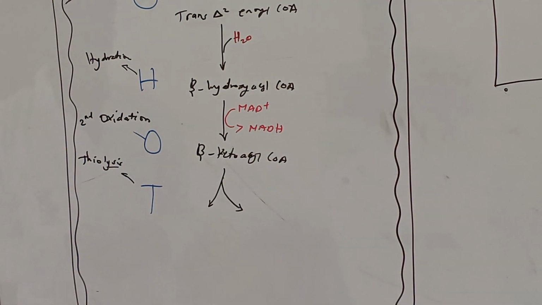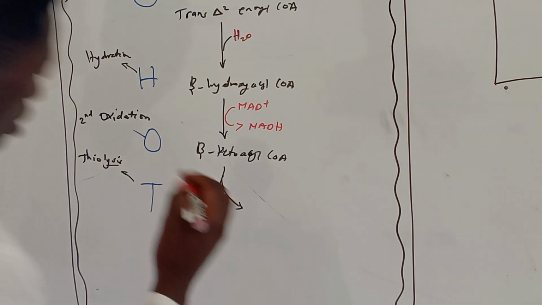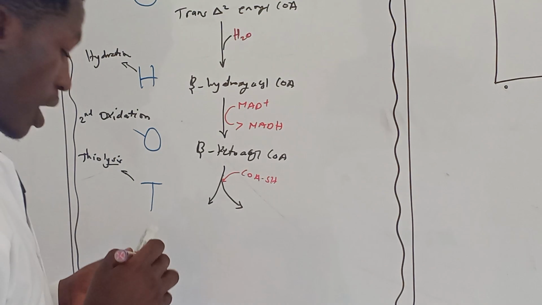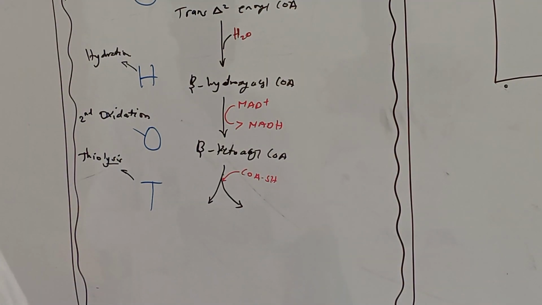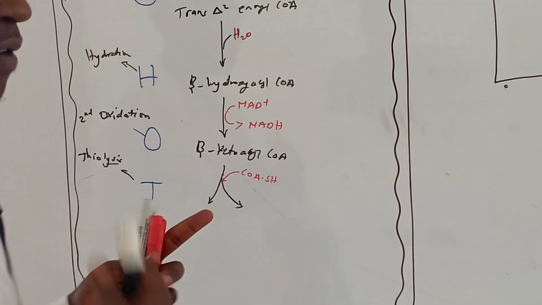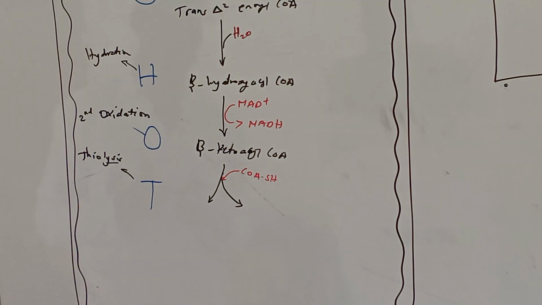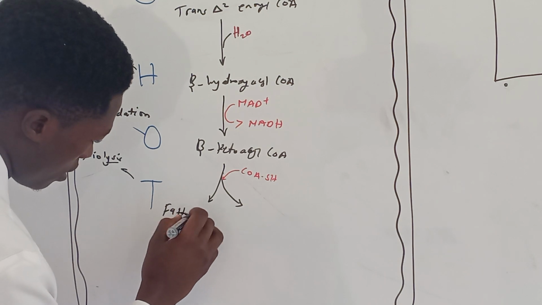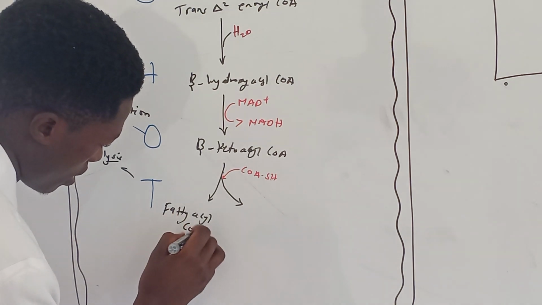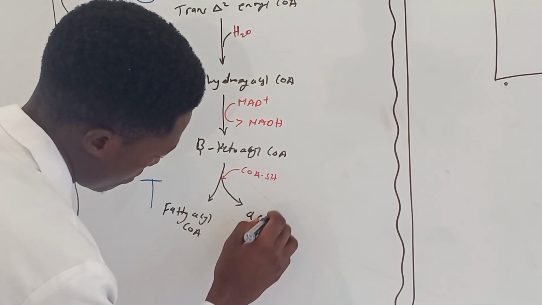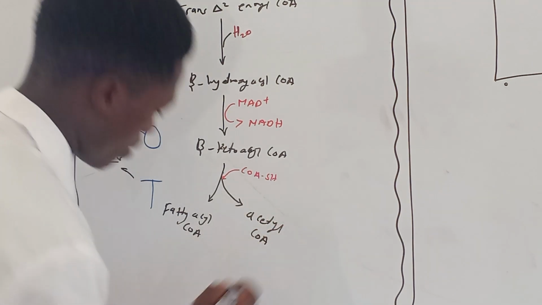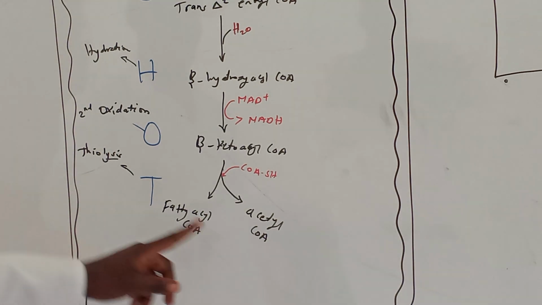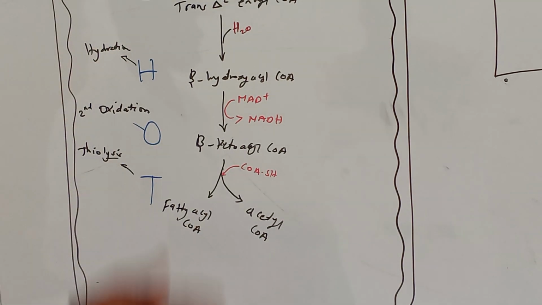Now, this enzyme is going to input a CoA into the beta carbon, right? Then it's going to lyse the alpha beta bond. So we are going to form two products: fatty acyl CoA and acetyl CoA. Alright, guys. Fatty acyl CoA can now get back into the next round of the beta oxidation.